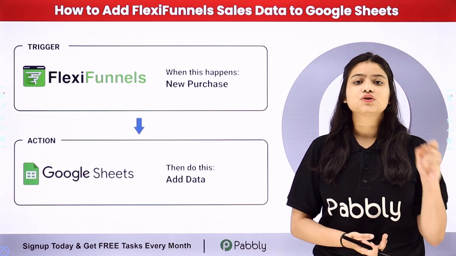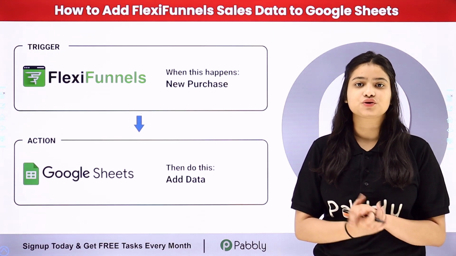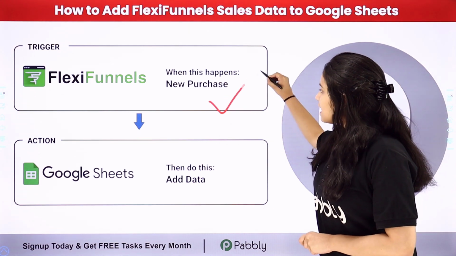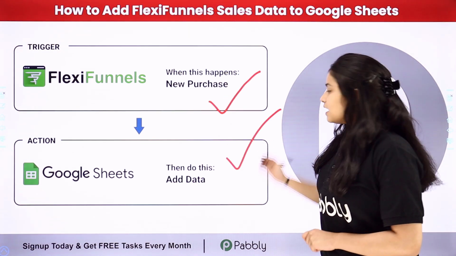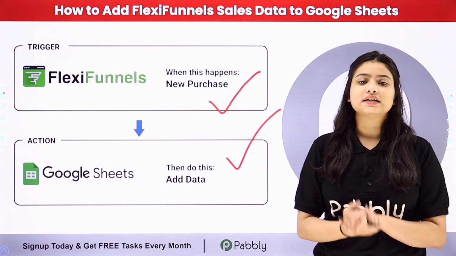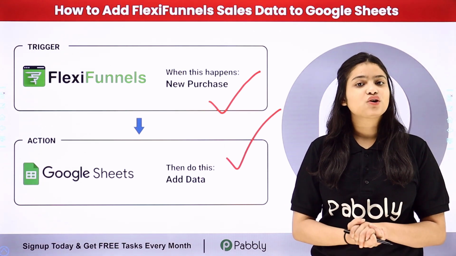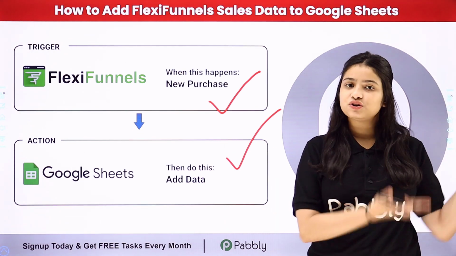So Pabbly Connect works on two principles, trigger and action. In trigger, we are going to take FlexiFunnels, and in action, we are going to take Google Sheets. And we will connect both of them to automate this entire process. And to learn this entire automation step by step, let me take you all to my screen.